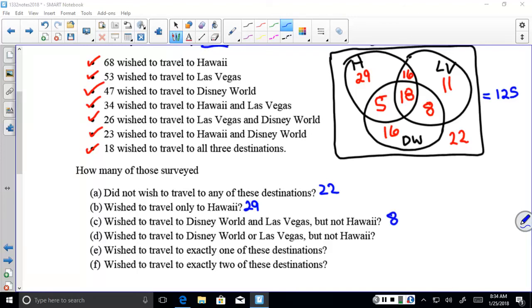How many want to go to Disney World or Las Vegas, which in mathematics means or both, but not Hawaii? So they want to go to Disney World, which are these 4 parts, or Las Vegas, which are these 4. So right now we have these 8. They want to go to Disney World or Vegas or both, but not Hawaii. So it's these 3. 16, 8, and 11. Thank you.